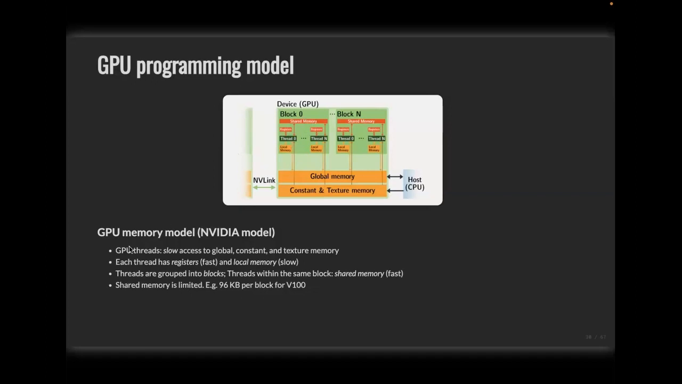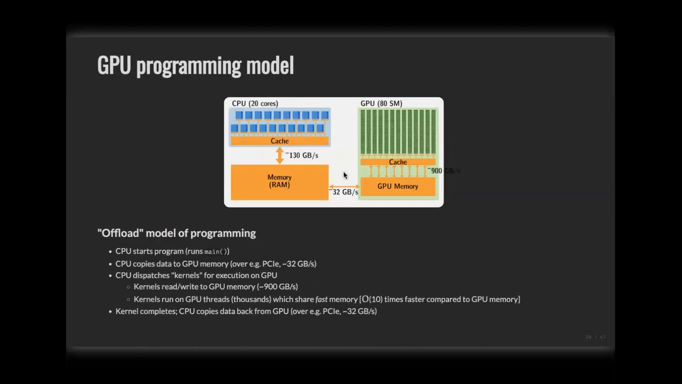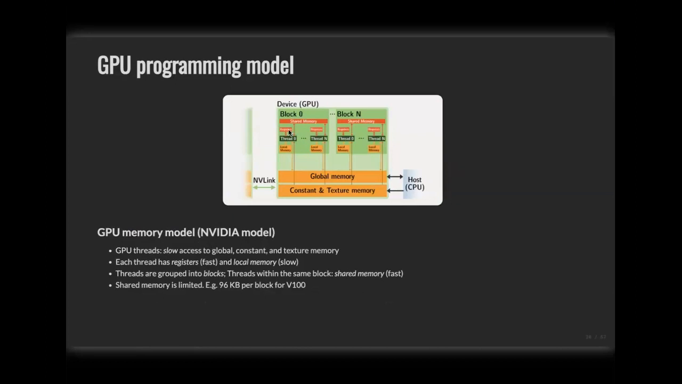So the model is that the GPU can access this global memory with this speed of 900 gigabytes per second, but then it can access their local memory here much faster, on the order of 2 orders of magnitude faster. The other thing to keep in mind is that there's a hierarchy of how you split up the GPU threads, how you use the GPU threads.